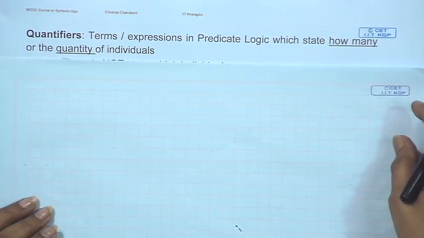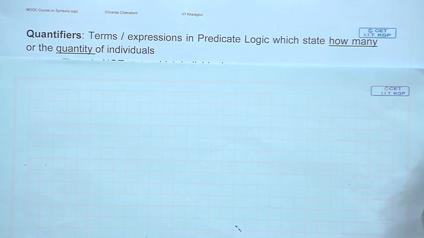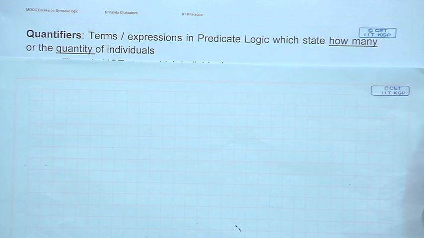But first note that the quantifiers are legitimate terms or expressions in first order predicate logic, which talks about how many, the quantity of the individuals that you want to refer to. Okay? Quantity. Are you referring to all of them? Are you referring to just one of them? Are you referring to just a majority of them? And so on and so forth. These are all quantity terms that we have learned in categorical logic also. The job of covering that quantity is by the quantifiers.